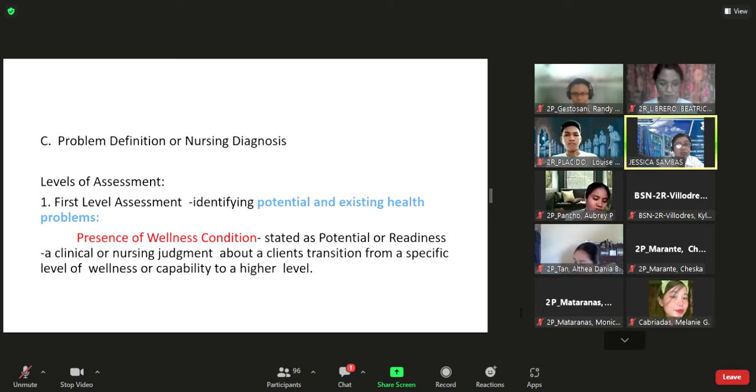So dito, you are going now to classify the identified problem, whether it is a potential problem or an existing health problem. You need to categorize it. Okay? So what are the categories that we have under first level assessment?